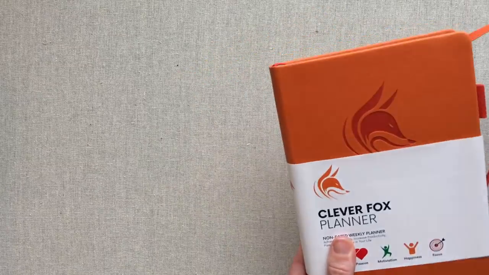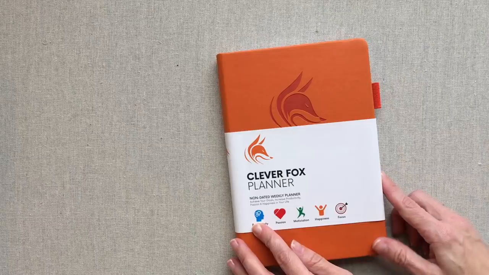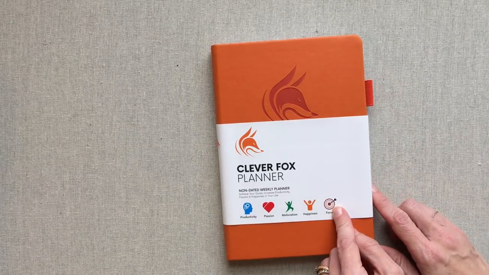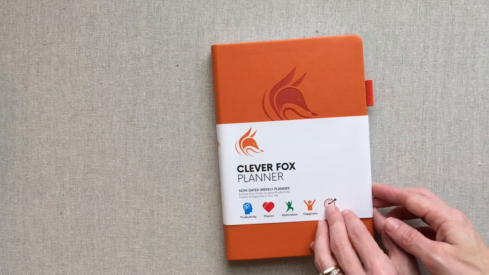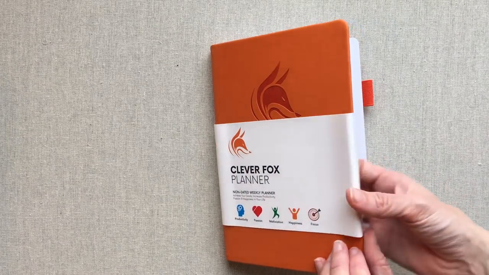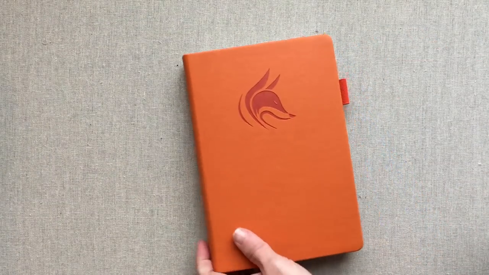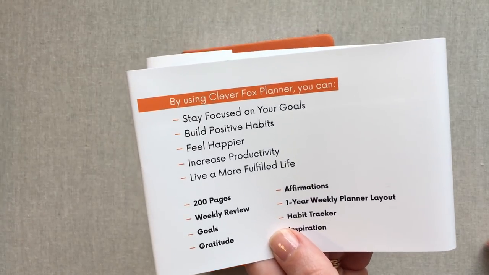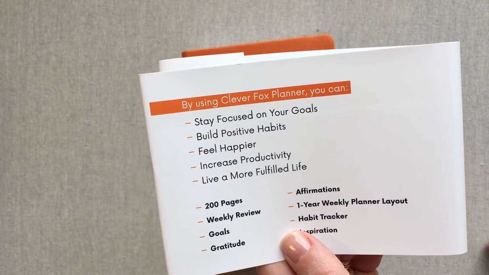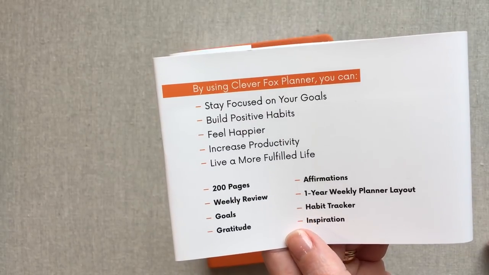Okay, so it comes in 3 colors, orange, black, and hot pink right now. This is a non-dated weekly, and it's supposed to be to achieve your goals, increase productivity, passion, and happiness in your life. So to increase passion and happiness in your life also, not just productivity. Here is what their little leaflet says. Stay focused on your goals, build positive habits, feel happier, increase productivity, live a more fulfilled life.